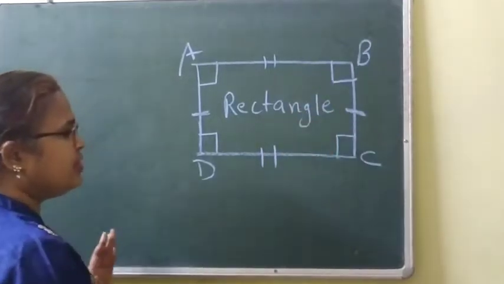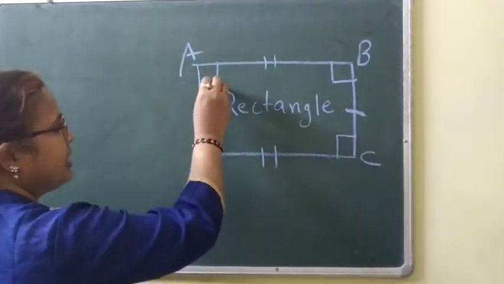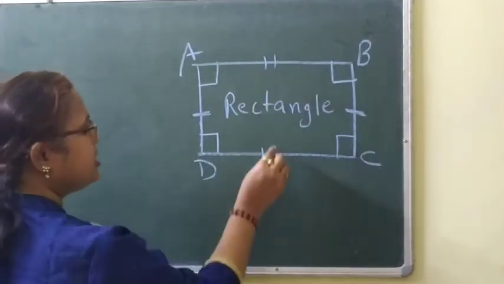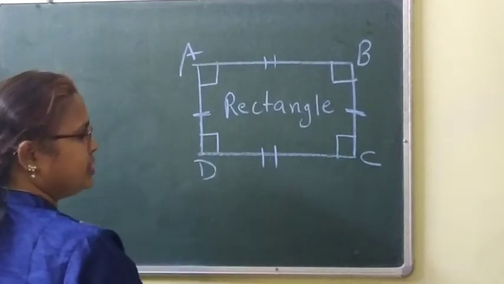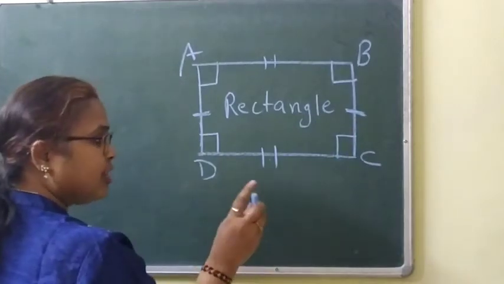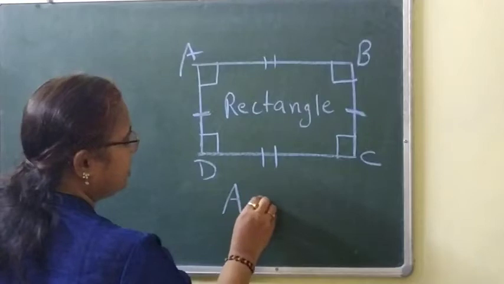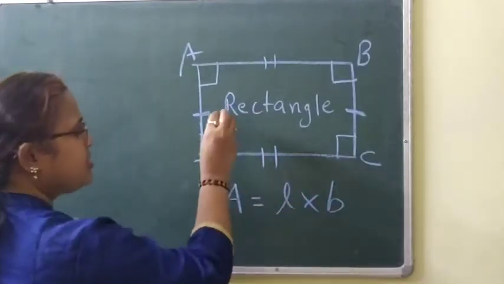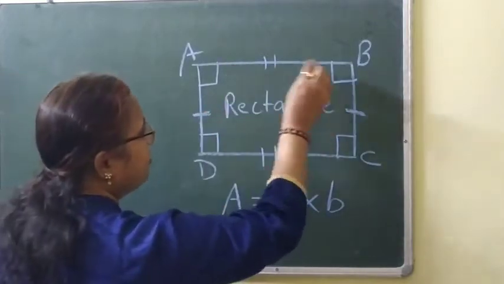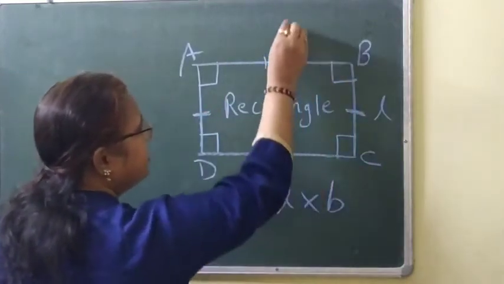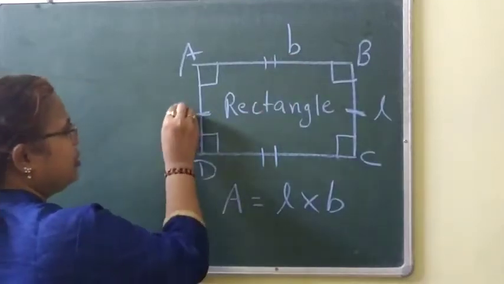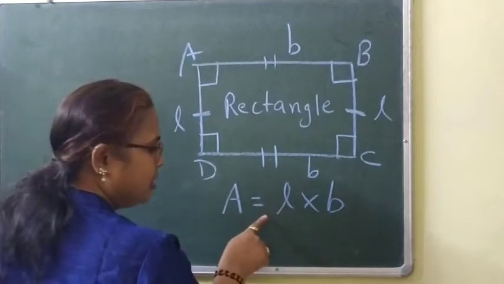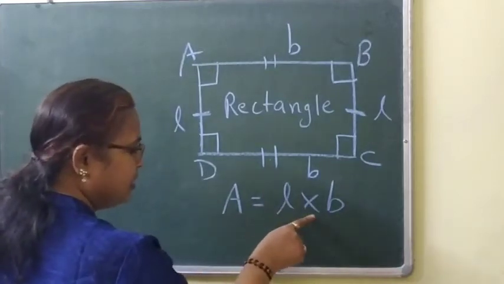Okay. So what is the feature of the rectangle? In a rectangle each angle is equal to 90 degrees, and opposite sides are equal to each other. Clear? What is the formula to find the area? The area of a rectangle is equal to length into breadth. L means length. If we take this one as the length, then this one will be the breadth. This one will also be L and this one the breadth. So this is the formula to find area: length into breadth.